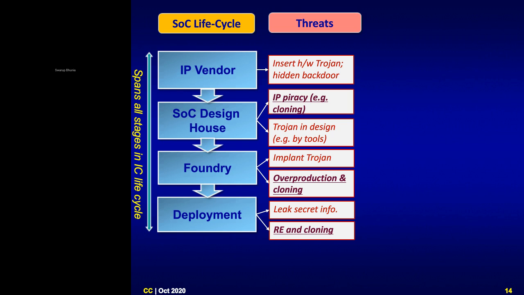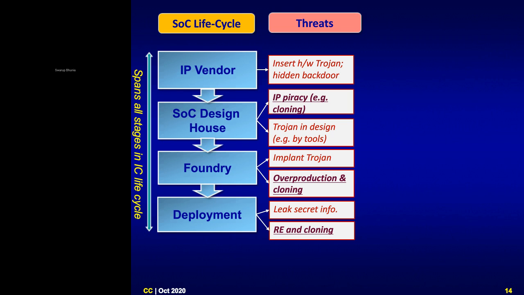At these stages, a number of significant attacks can happen. For example, in the IP vendor house, an attacker can insert a malicious circuit into the IP. In the system on chip design house, the IP can be pirated, or a malicious circuit can be inserted. The foundry has the entire design in their hands. A rogue person in the foundry can do pretty much anything they want with that design. They can implant a Trojan, which is a malicious alteration. They can overproduce, so they can clone, they can do piracy. All those things are possible.